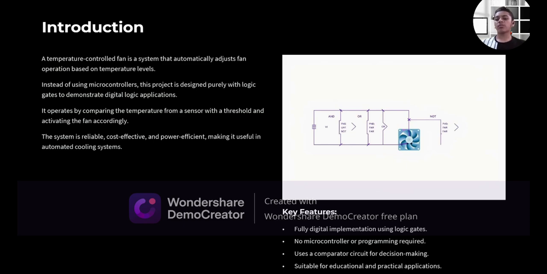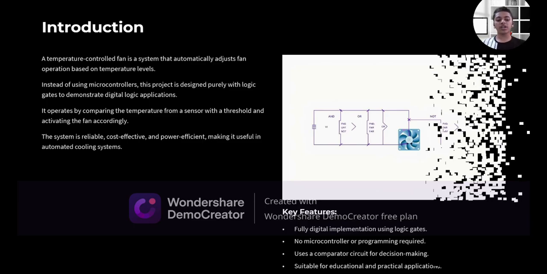It operates by comparing the temperature from a sensor with a threshold and activating the fan accordingly. This system is reliable, cost effective, and power efficient, making it useful in automating cooling systems. Key features of a temperature controlling fan: it is a fully digital implementation using logic gates, with no microcontroller or programming required. It uses a comparator circuit for decision making, suitable for educational and practical applications.